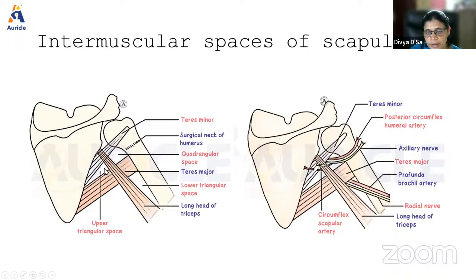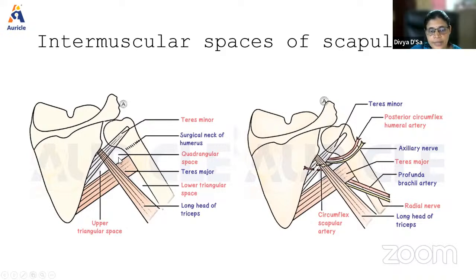So this is the upper triangular space. The content is the circumflex scapular artery. The upper triangular space is bounded above by the lower border of the teres minor and below by the upper border of the teres major, and the base is formed by the long head of triceps. So the content is the circumflex scapular artery.